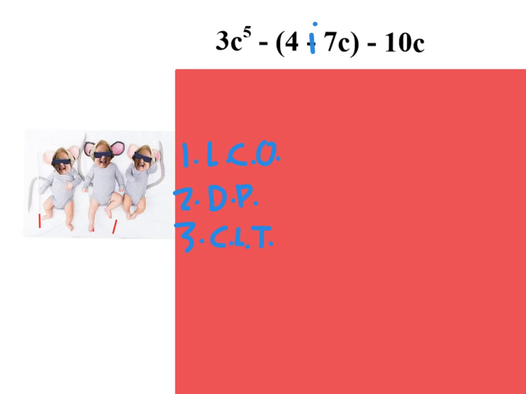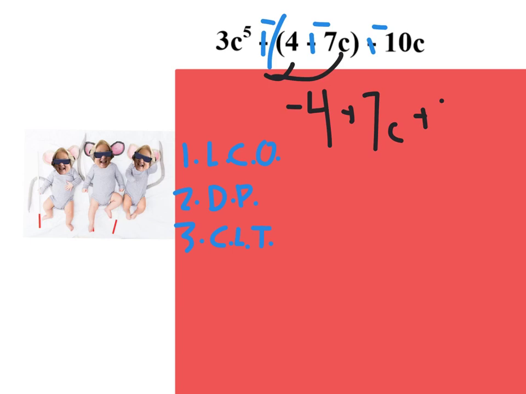Be careful. This one's an easy one. This one right here, make sure you leave it outside because that -1 needs to be distributed to the entire group. Now I go to distributive property. -1 times 4, that's 1 negative, which makes it negative. Then 2 negatives, which makes it positive. I still have a -10c back here and a 3c to the 5th up here.